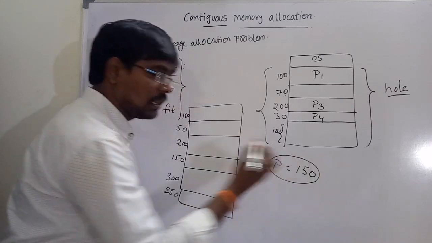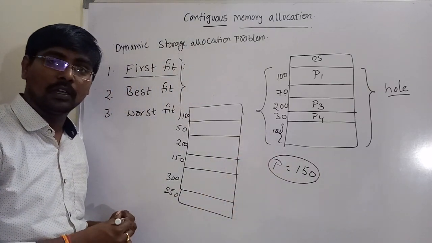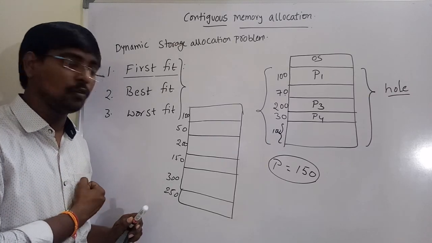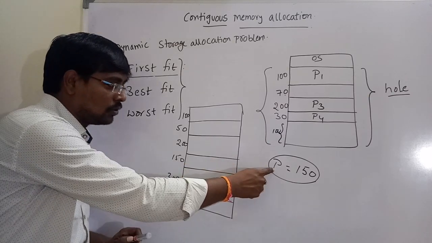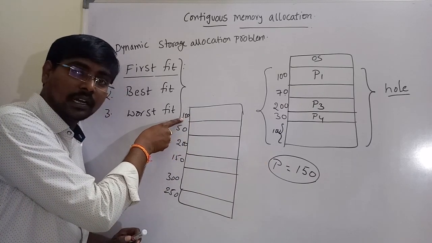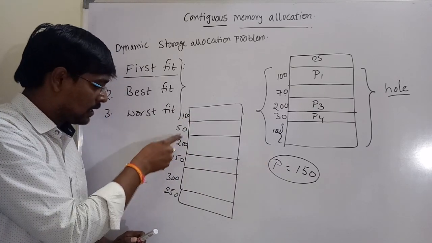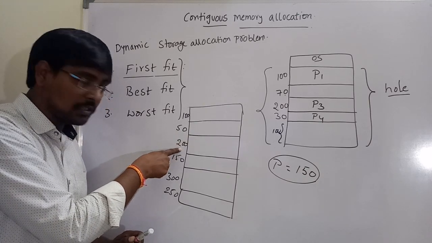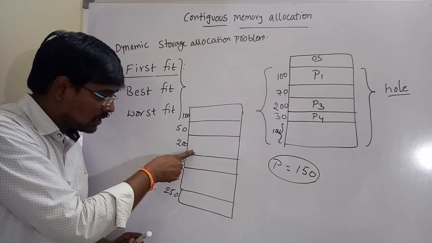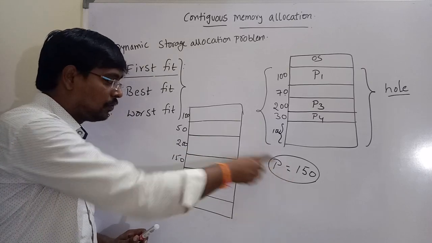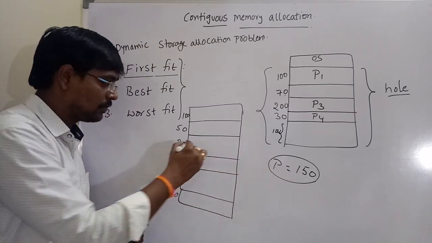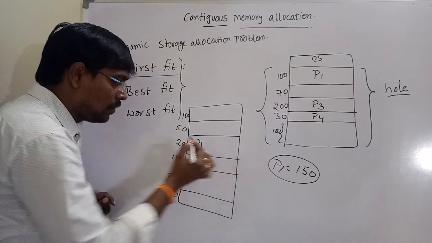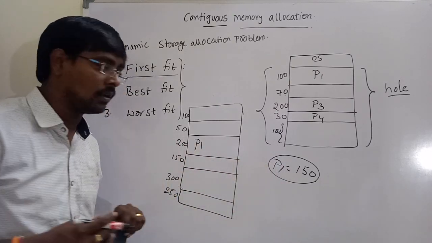How are we allocating the memory? In the first fit approach, we check for a free hole that is big enough to store the process. First, this size is 100. It is not suitable. This size is 50. It is not suitable. Here the block size is 200. Our 150 is stored in this position. So P1 is stored at this position.